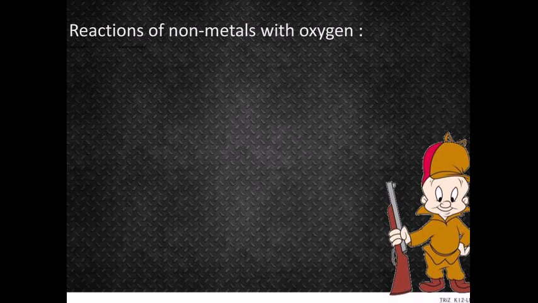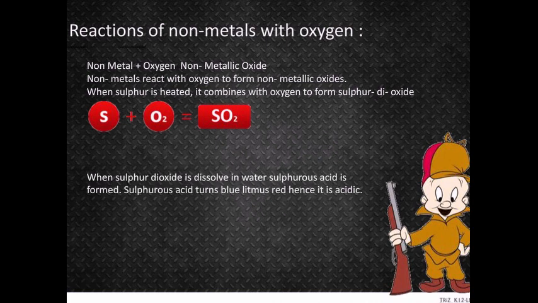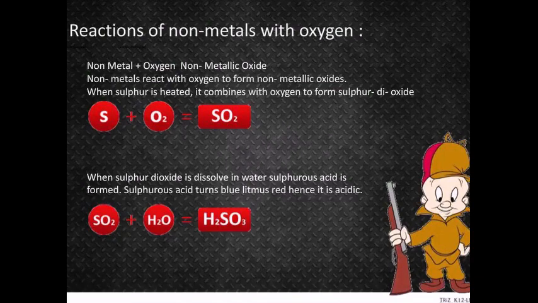Reactions of non-metals with oxygen. Non-metal plus oxygen gives you non-metallic oxide. Non-metals react with oxygen to form non-metallic oxides. When sulfur is heated, it combines with oxygen to form sulfur dioxide. S plus O2 gives you SO2. When sulfur dioxide is dissolved in water, sulfurous acid is formed. Sulfurous acid turns blue litmus red, hence it is acidic. SO2 plus H2O gives you H2SO3.